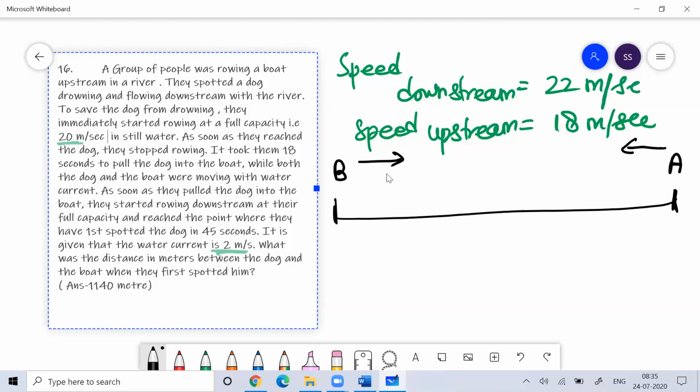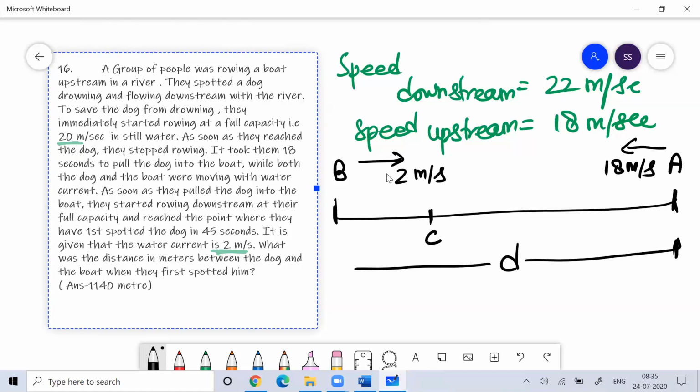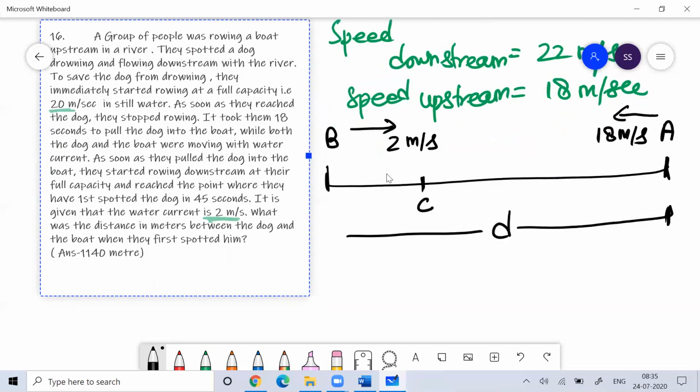Okay, so the next thing is, suppose there's a point C where they met the dog. You can understand this dog is moving at 2 meter per second and they are moving at 18 meter per second. Let the distance between them be d meter. So after how much time will they meet? What is the time they take to meet? That would be d by 22 meter.